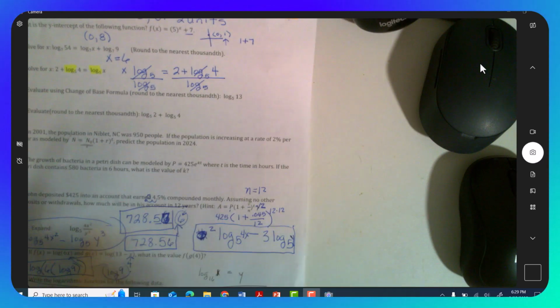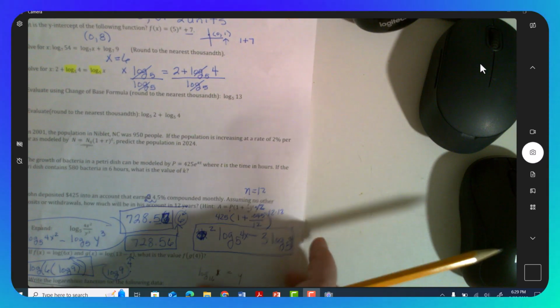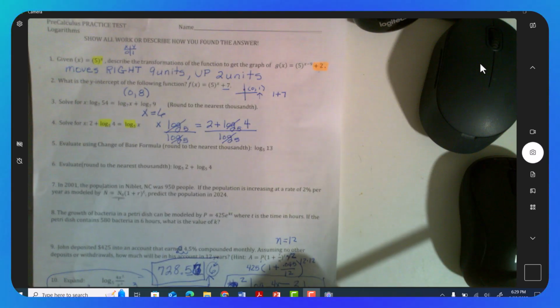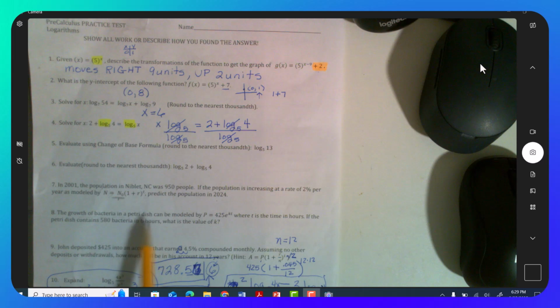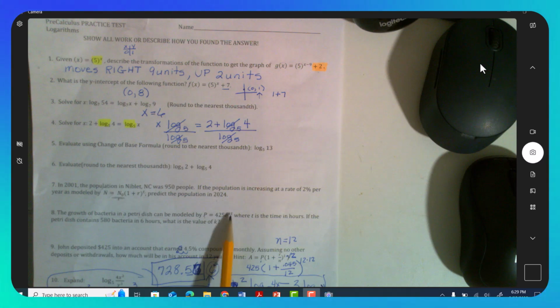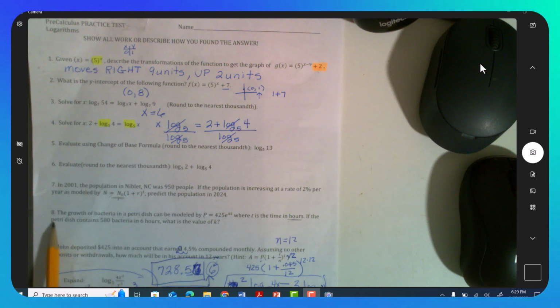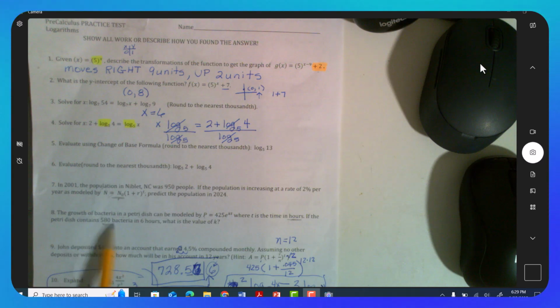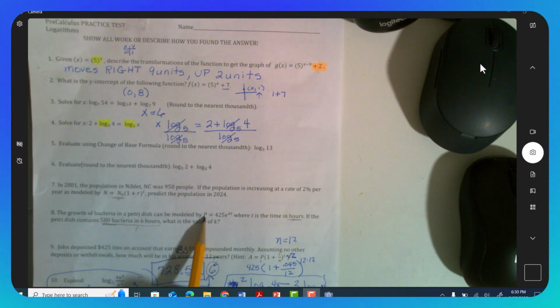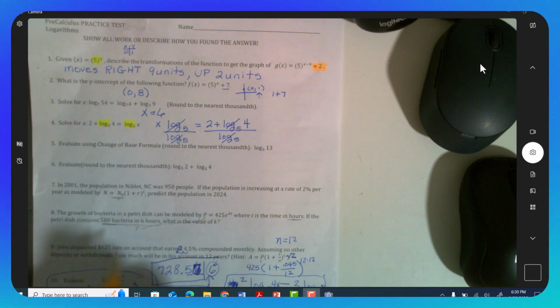Let's read the question. All right, now this time we're looking at bacteria growing in a petri dish. So the growth of bacteria in a petri dish can be modeled by P equals 425 e to the kt, where t is the time in hours. This time it's not days, it's not years, it's hours. The petri dish contains 580 bacteria in 6 hours. So this is our final amount. That's going to be this number right here, our final amount. So 580, let me write all that down.